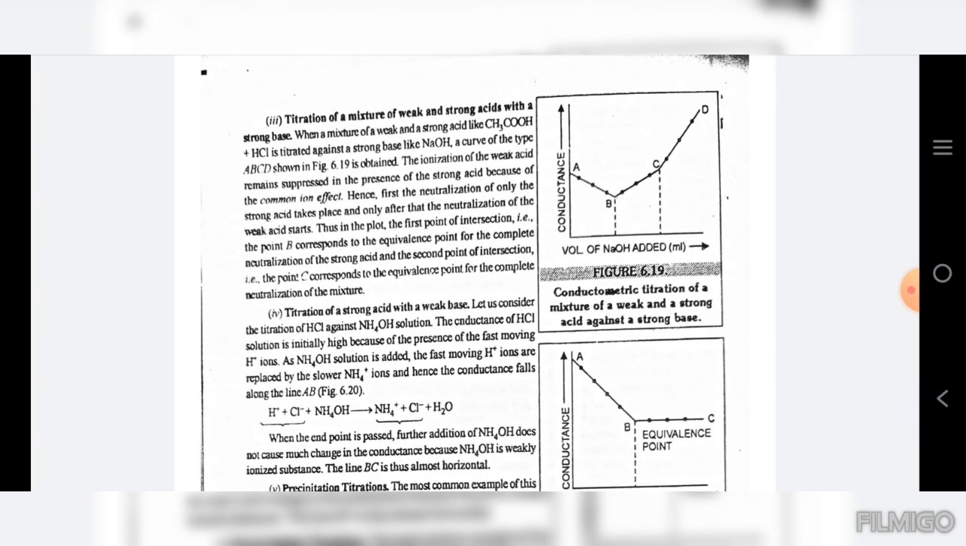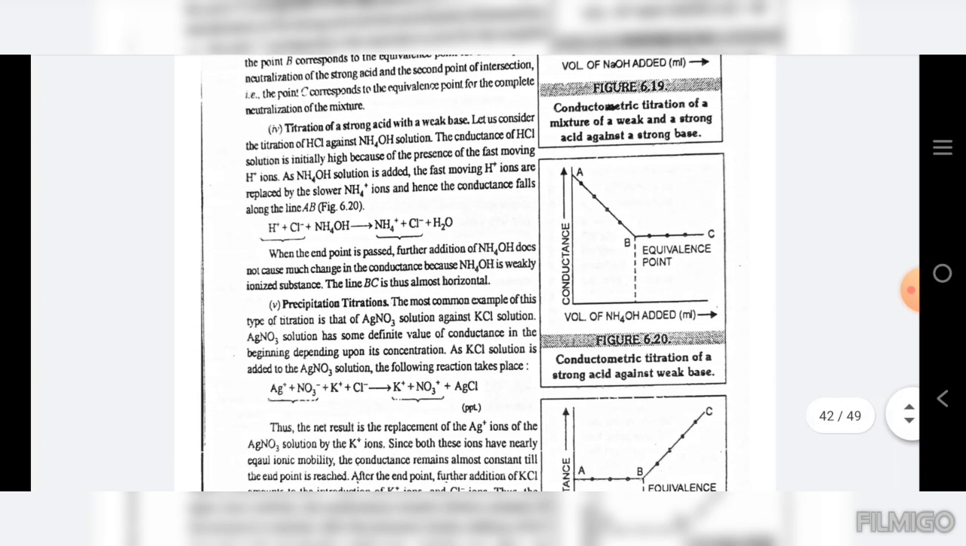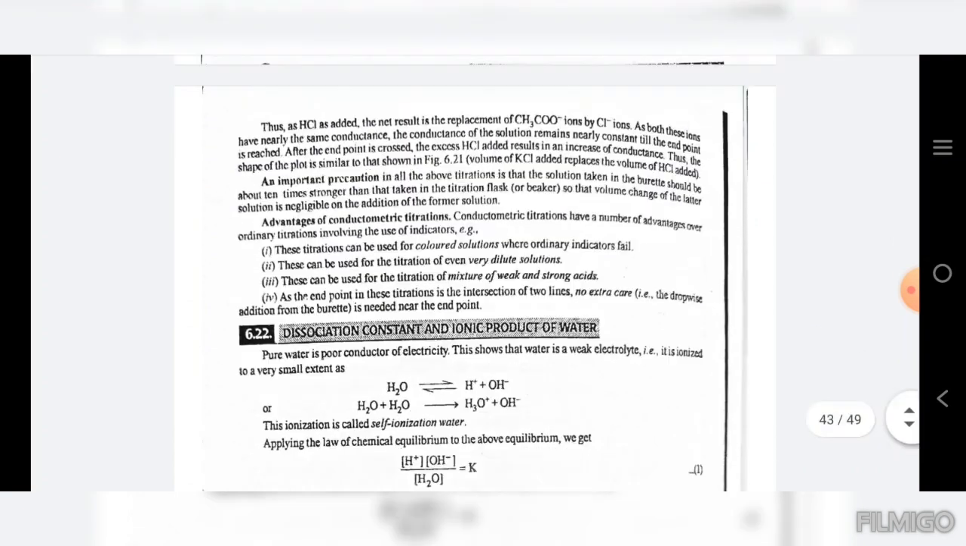Titration of a mixture of a weak and a strong acid with a strong base. You can see in the figure 6.19 conductometric titration of a mixture of a weak and a strong acid against a strong base. Titration of a strong acid with a weak base. You can see the figure 6.20, conductometric titration of a strong acid with a weak base. Fifth, conductometric titration of AgNO3 solution against KCl solution.